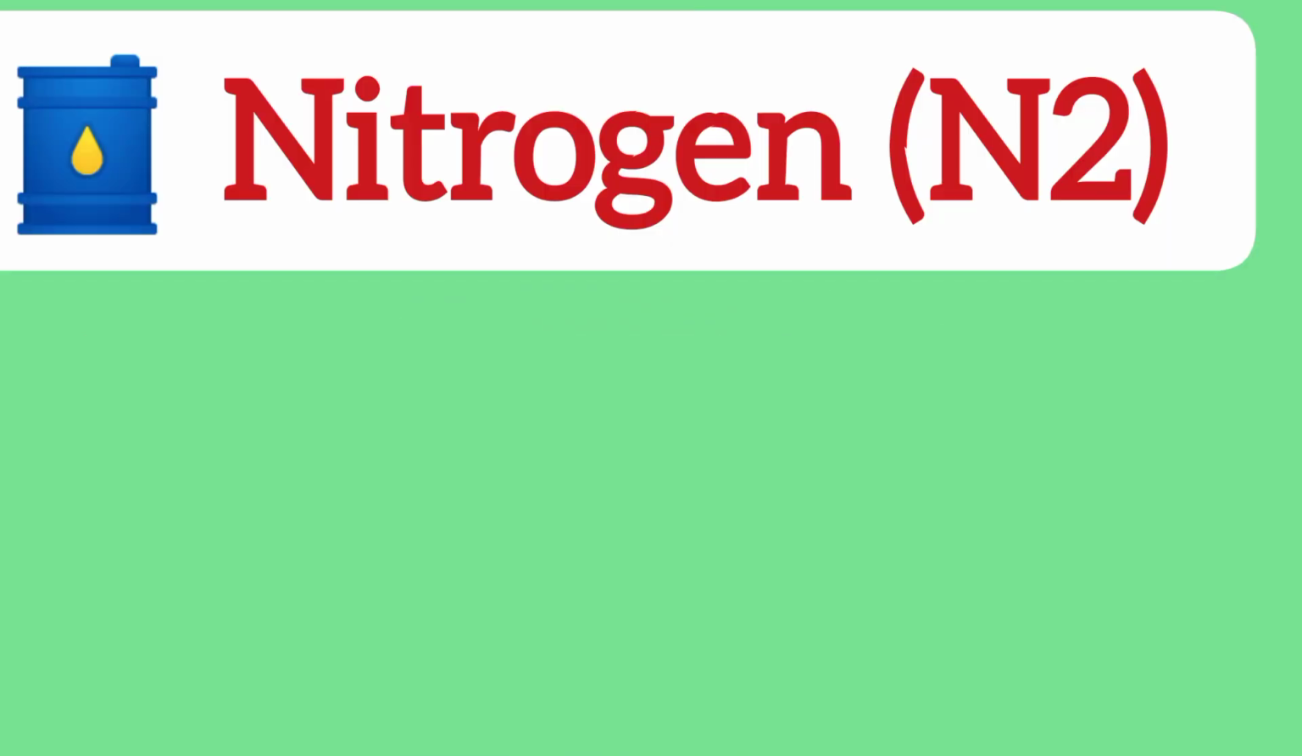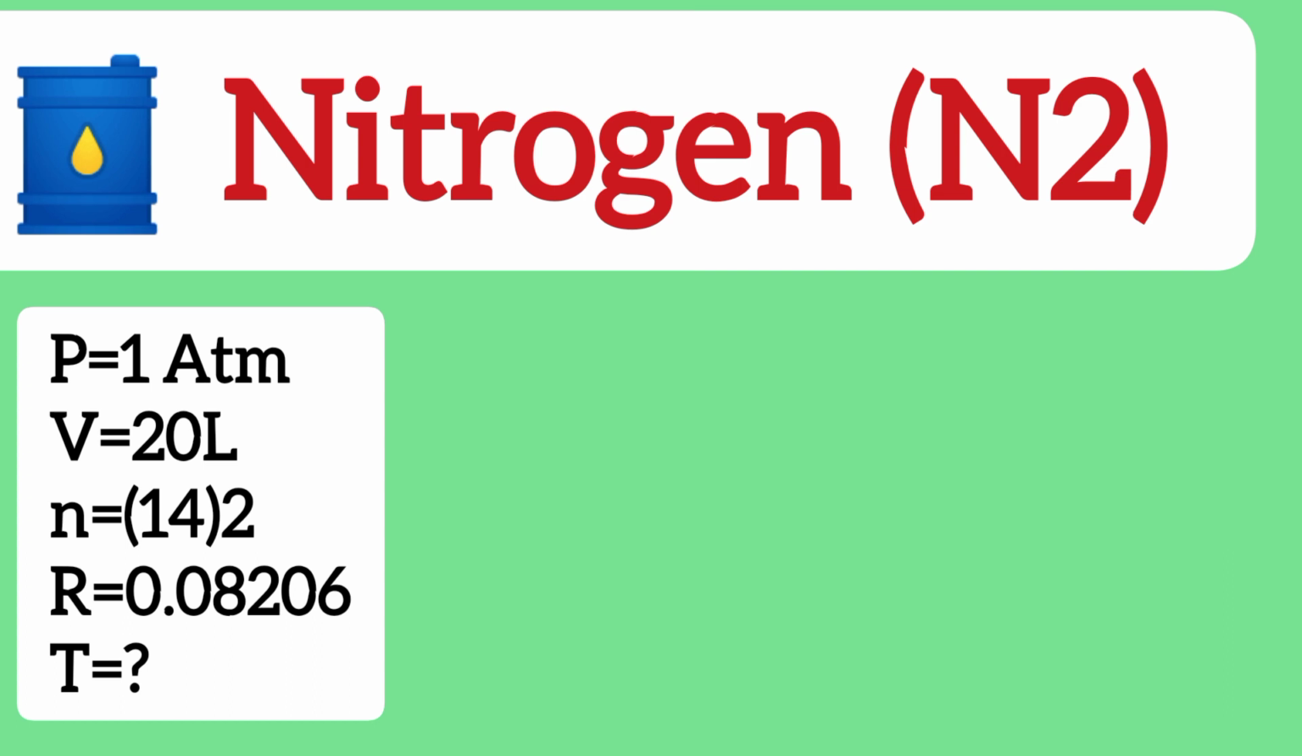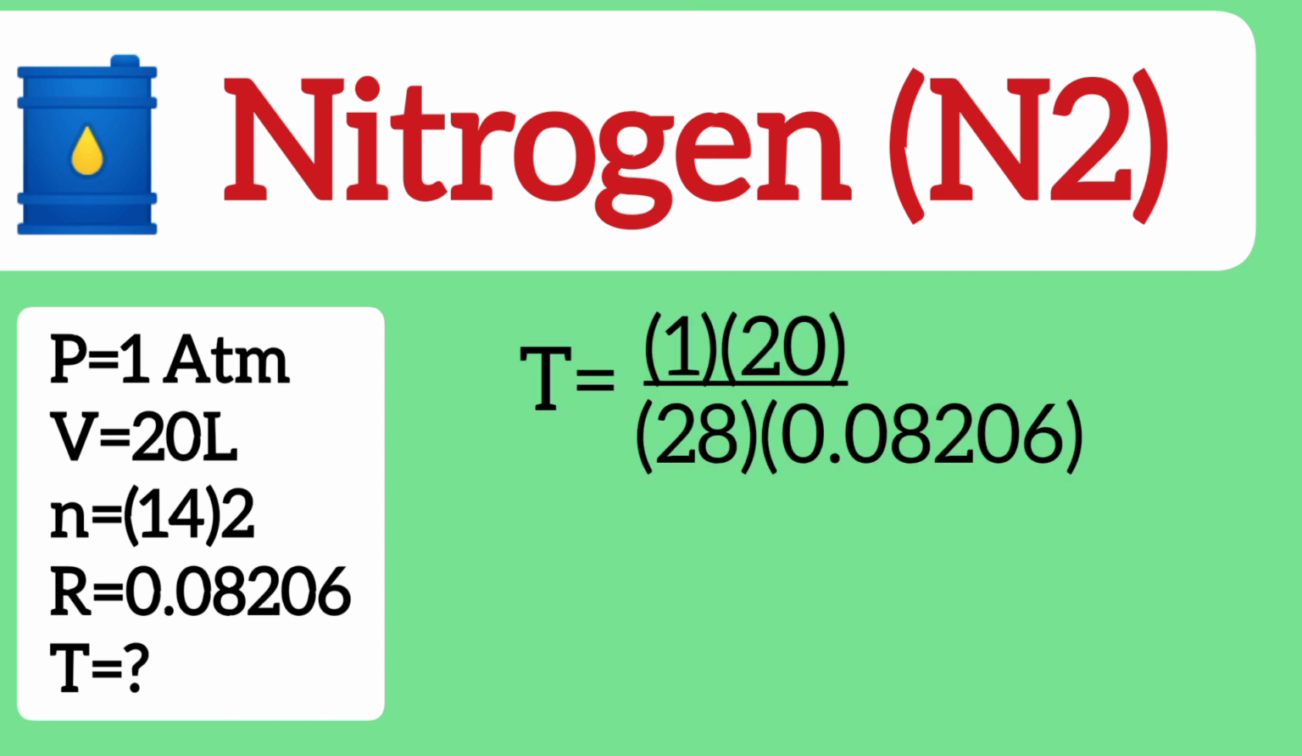Consider this example. If you had a cylinder of nitrogen gas at a pressure of 1 atmosphere and the volume is 20 liters, well, we all know that the number of moles of nitrogen gas is 14 times 2, that is 28. R being the gas constant, that is 8.206 times 10 raised to negative 2. So plugging these values into the ideal gas law, we can easily find the temperature to be 12.19 kelvins.